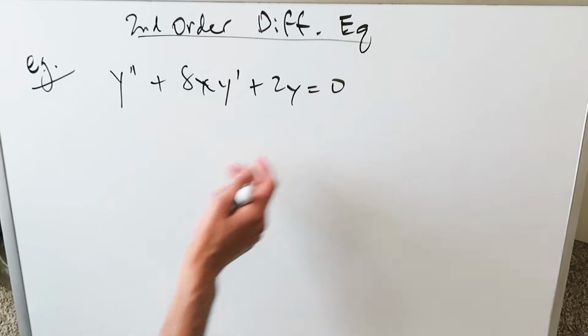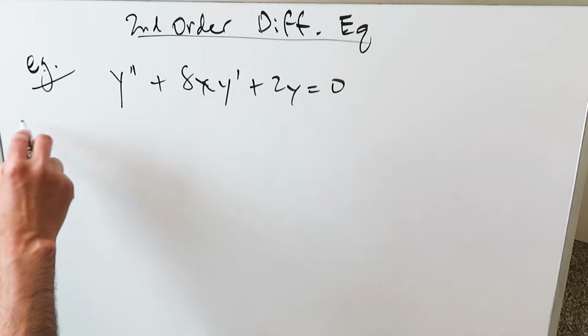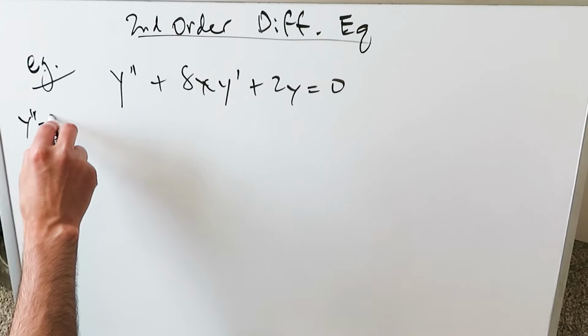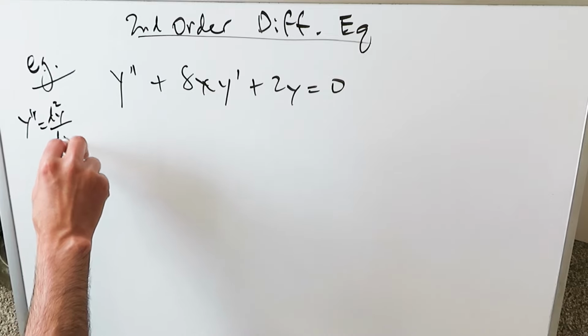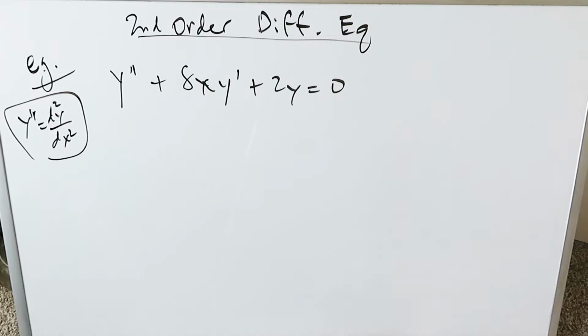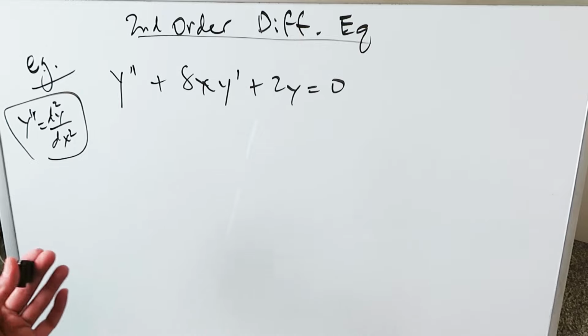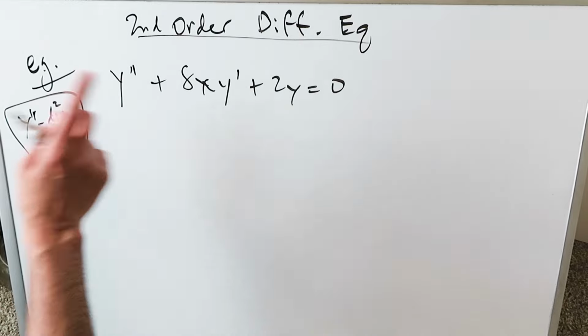You're looking at a second order differential equation because you have this. You know y double prime is always equal to d squared y divided by dx squared. That's your factor which distinguishes a second order from a first order from a third order differential equation right here.